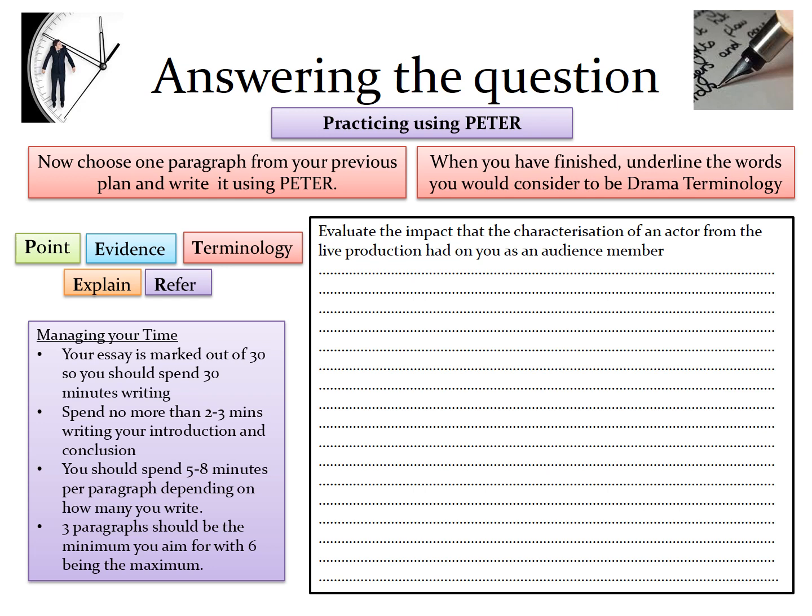From here, really, it's just some little practice things for you to do. You might have even heard this in English: Peter Pan, point, evidence, terminology, explain, refer. These are really just some examples that you can write out or think about how you would answer in your head, just for your own benefit in preparing for the exam revision. So, evaluate the impact that the characterization of an actor had on you. It could come up.